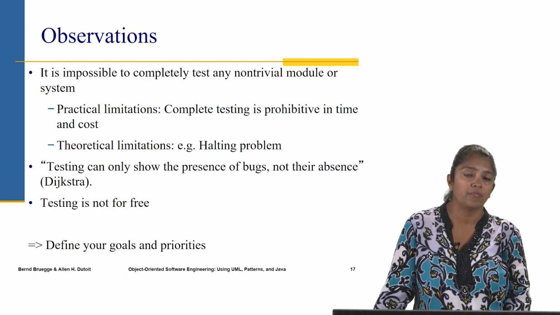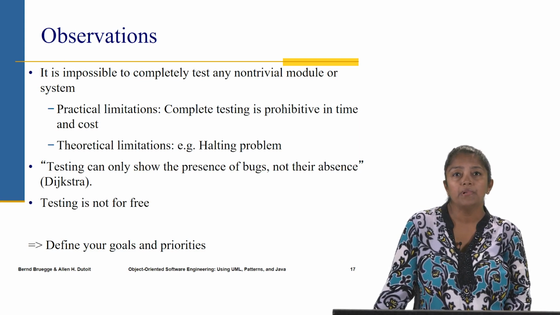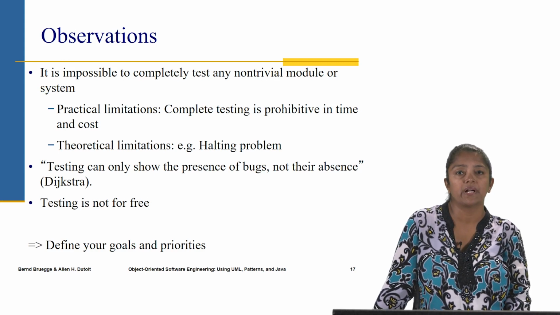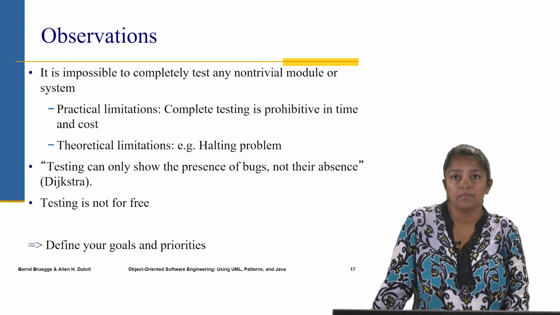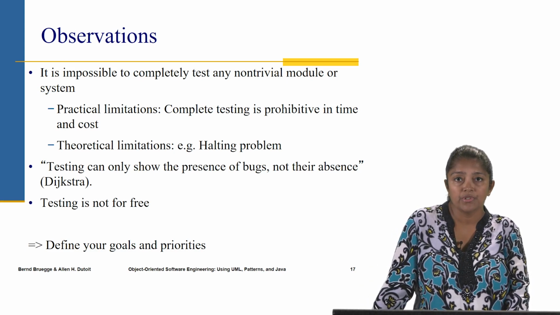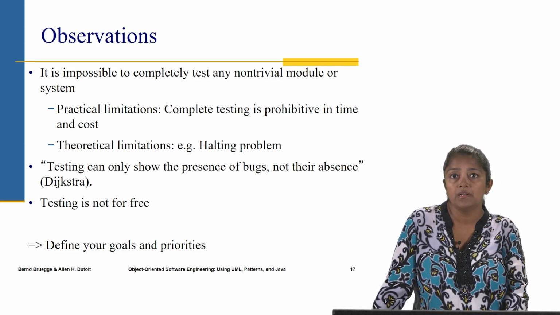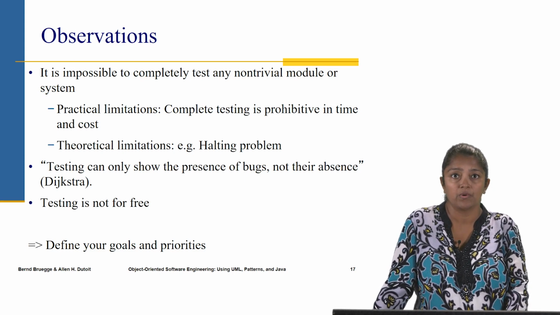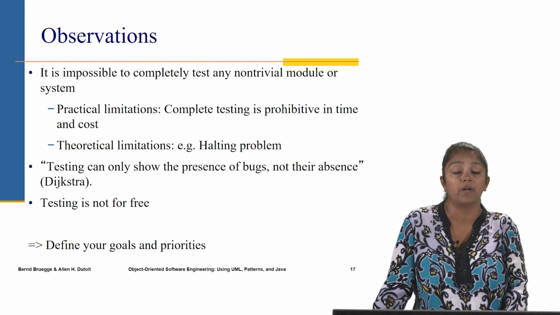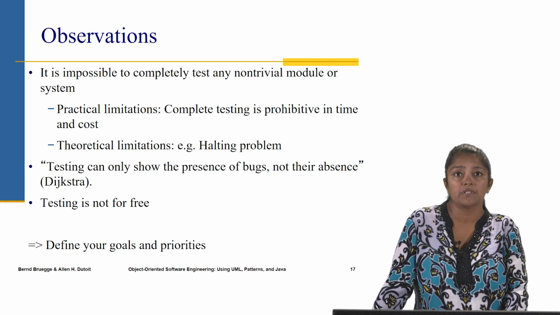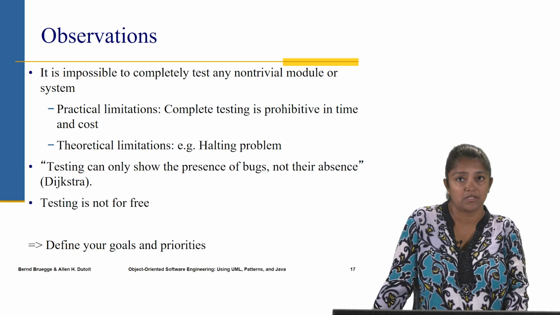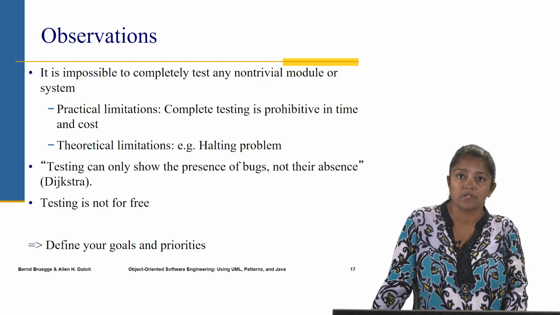But then also I must tell you that it is impossible to completely test any non-trivial software system. And the reason for that is there's practical limitations to it, and there's theoretical limitations to it. Theoretically, it has been proved it's not possible using the halting problem. There's practical limitations. It takes time. It takes a lot of time to do testing, especially if you want to test all possible cases. And again, we're talking about non-trivial software systems here. So it's prohibitive in time, and it's also prohibitive in cost. Testing is costly. It involves a lot of money and resources.